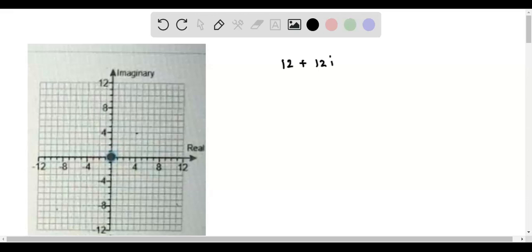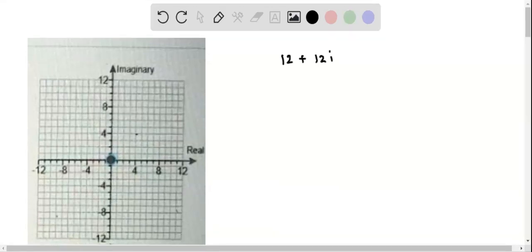Let's plot this complex number on this Argand plane. So the complex number is 12 plus 12i. So here the real part is 12 and the imaginary part of this complex number is 12. So on the Argand plane, we should go 12 units to the right, that is on the real axis.